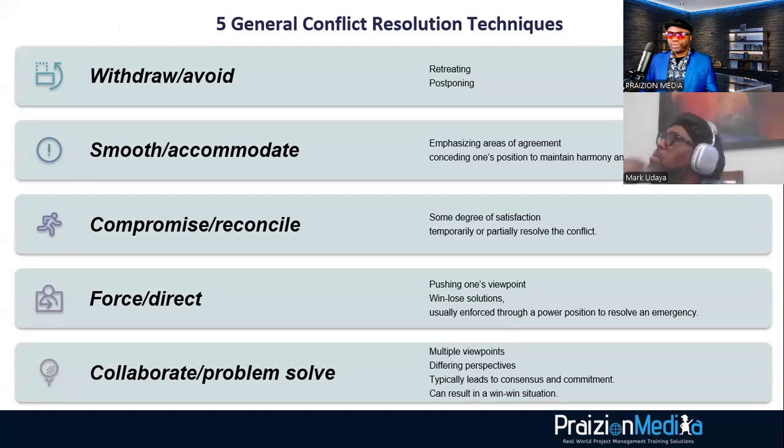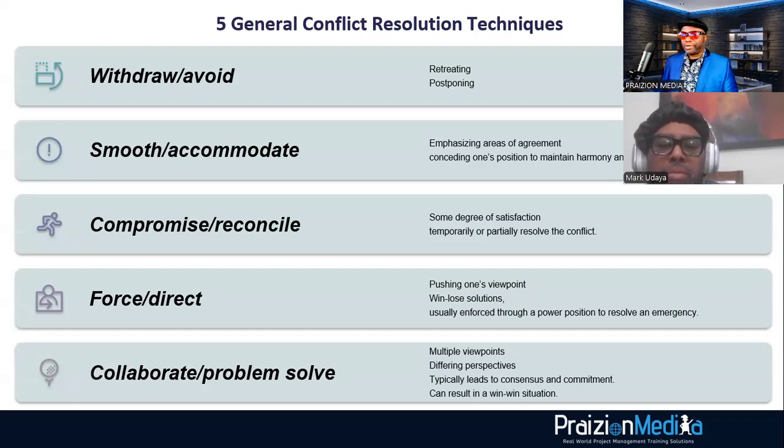Retreat or postpone is avoid. Emphasizing areas of agreement and conceding is smoothing. Temporary satisfaction is compromise or reconcile. Force or direct is used in an emergency, enforced through a power position. These are words to be familiar with.